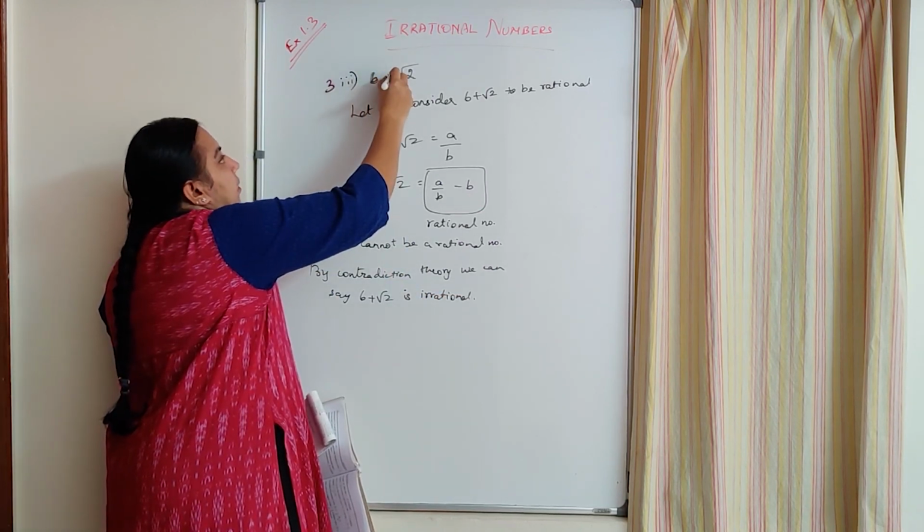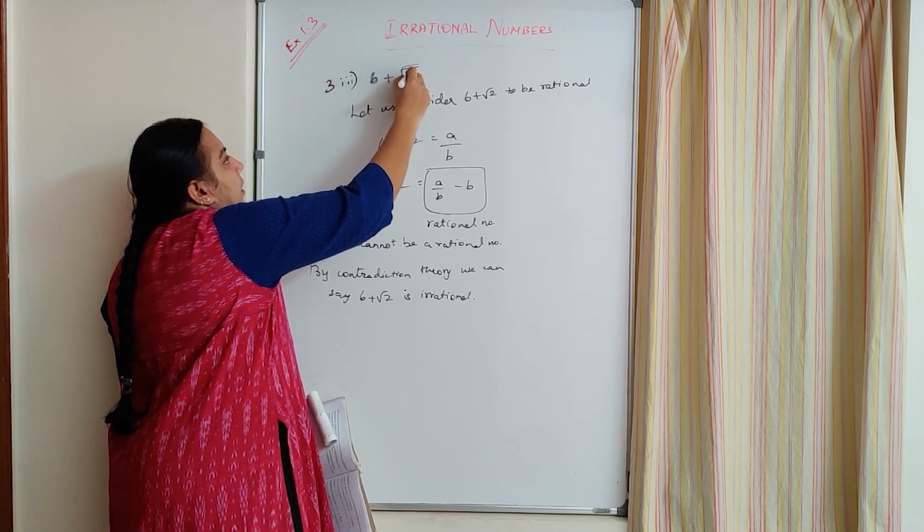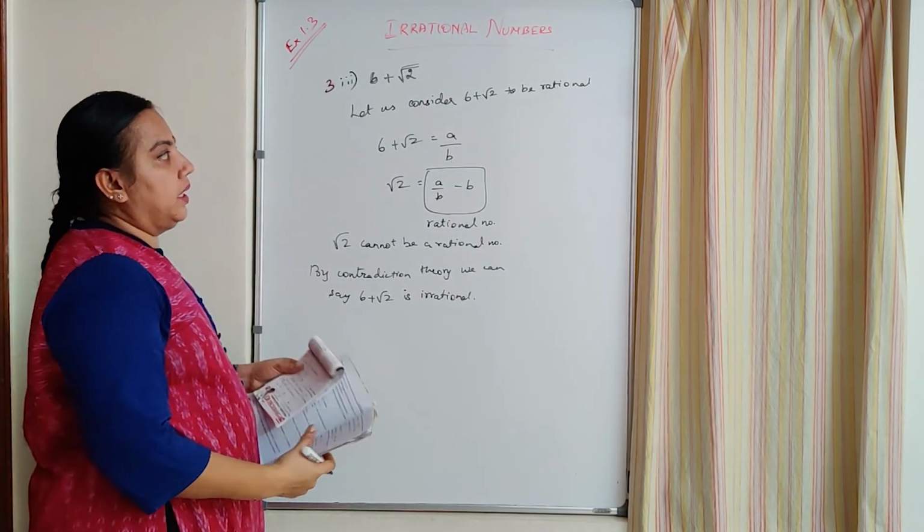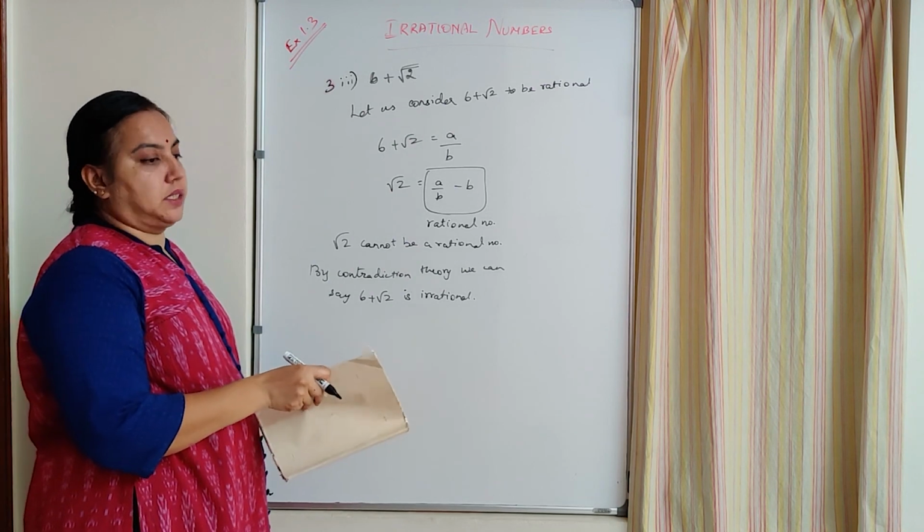Okay. I think now everyone would be knowing how we are proving a number to be irrational.